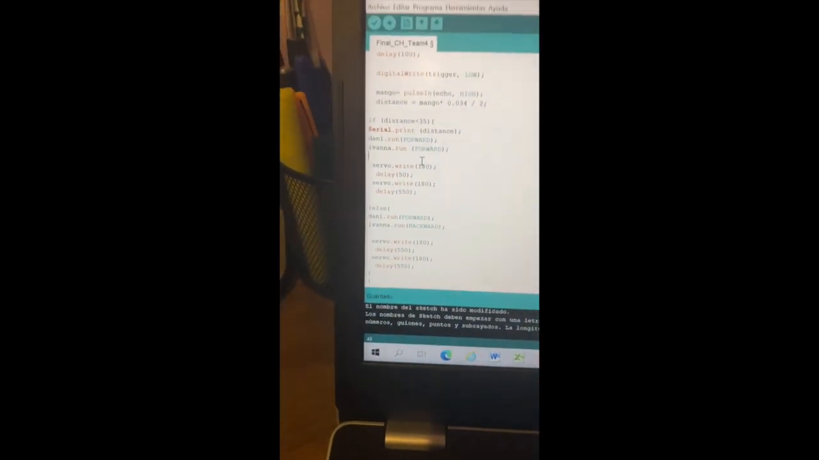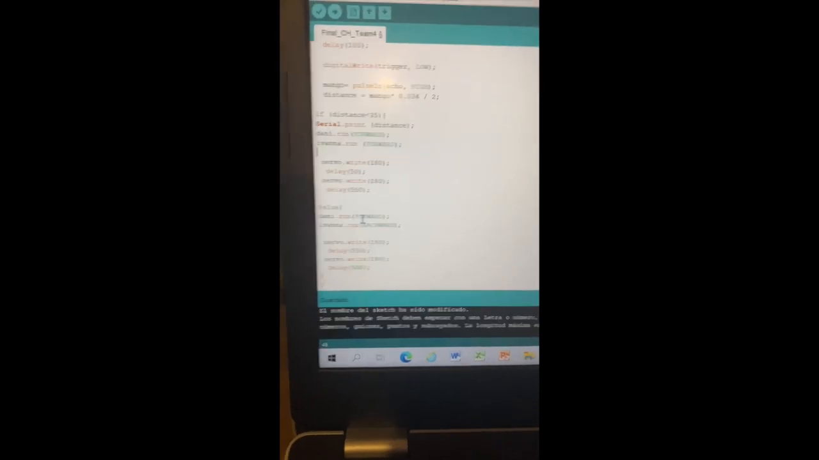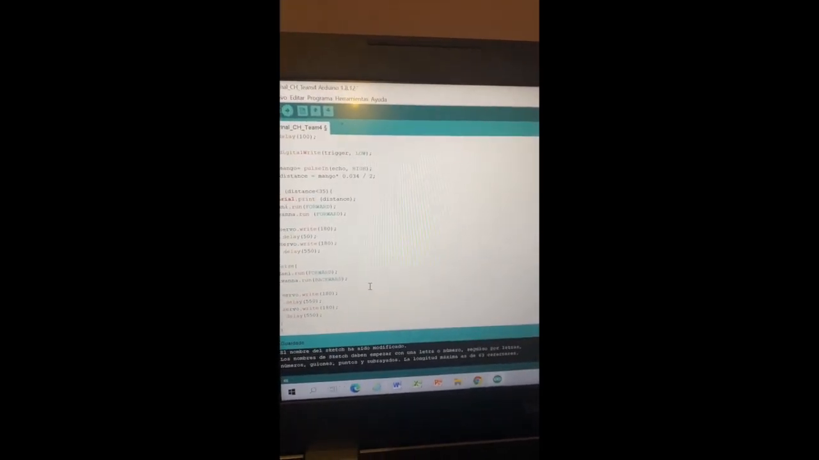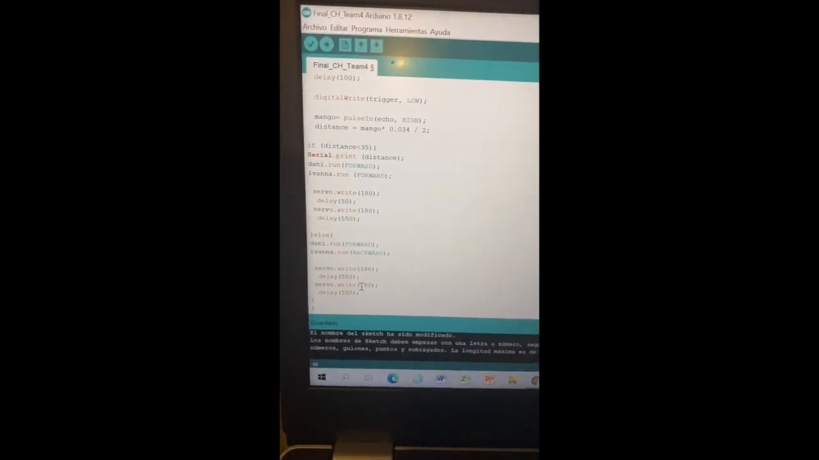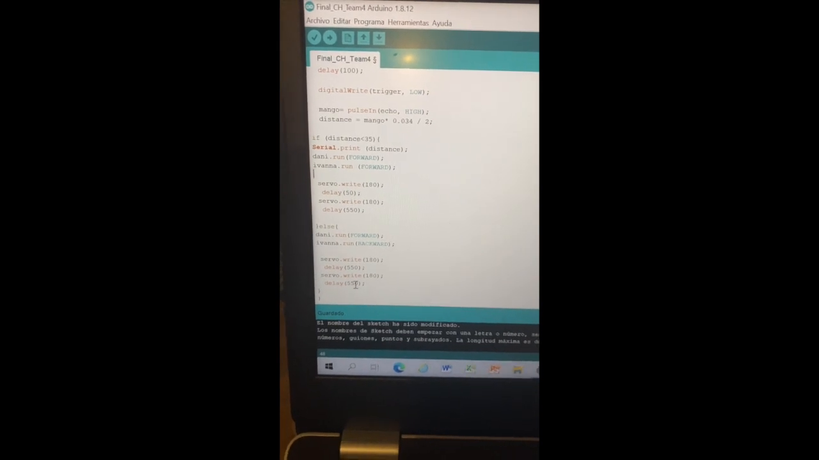So back to the conditionals. Else, one of our motors will continue to go forward and the other backward, making it spin on its own axis and then continue its way. And then we have the same for the servo, but it wasn't moving.